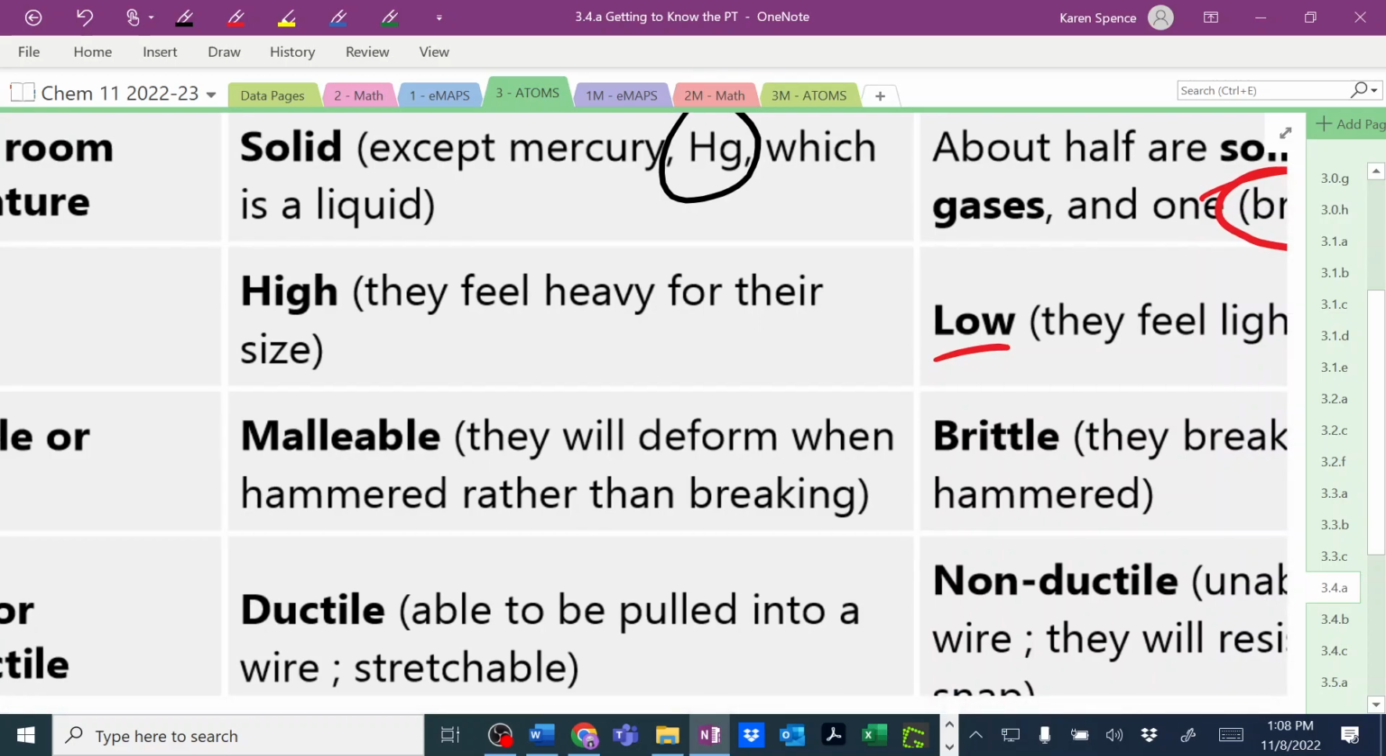Malleable: if you hit it with a hammer, it just deforms, it flattens out. It does not break.